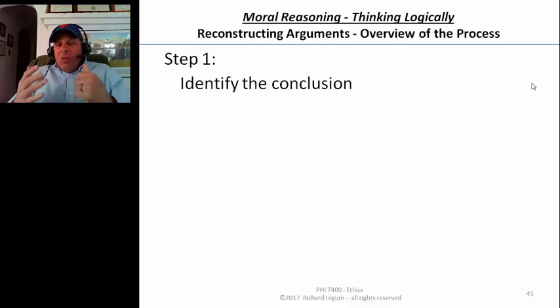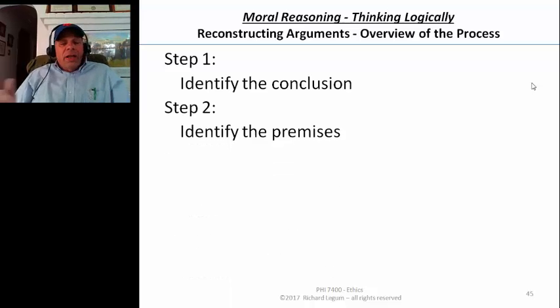First step, actually, step zero: the passage that we're reading, or the writing that we're considering, does it really contain an argument? Is it supposed to give you reasons for accepting a conclusion? And if it does, the first thing we have to do to reconstruct this argument is identify the conclusion. The next thing we do, having identified the conclusion and written it down, is figure out what the assumptions are that are being made.